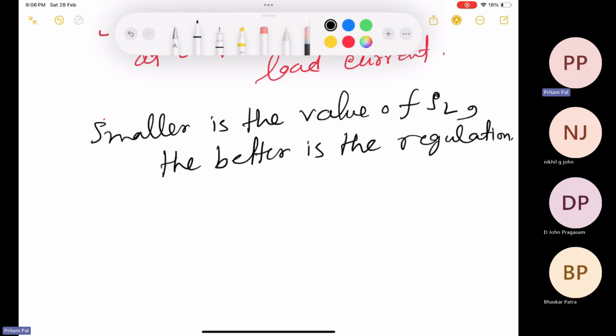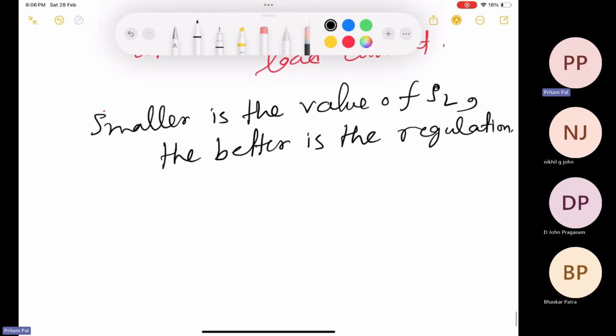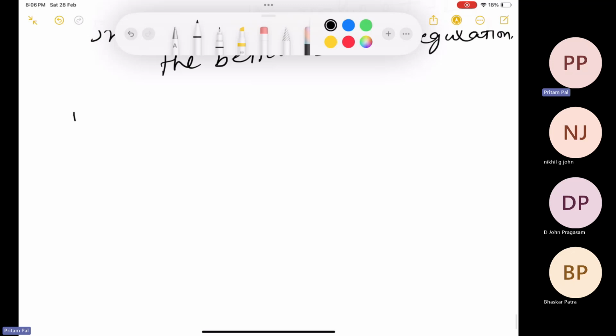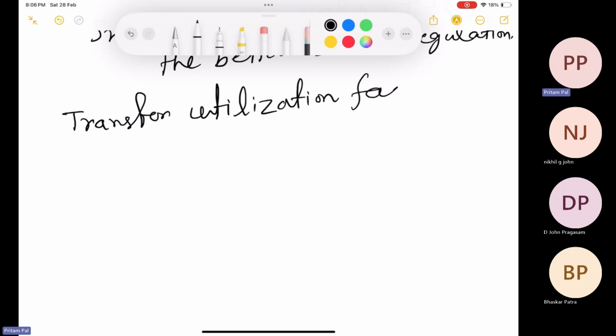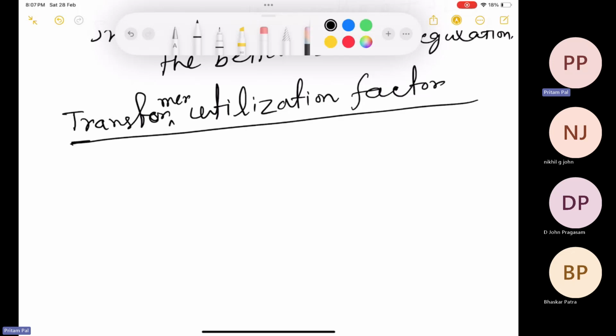There is something called the transformer. So I will end with this particular thing. It's called the transformer utilization factor, or you can simply write TUF.